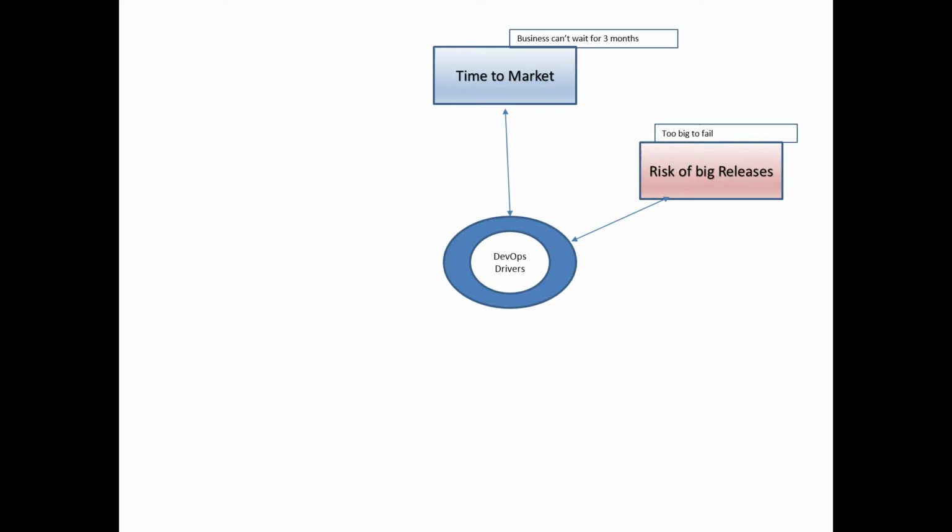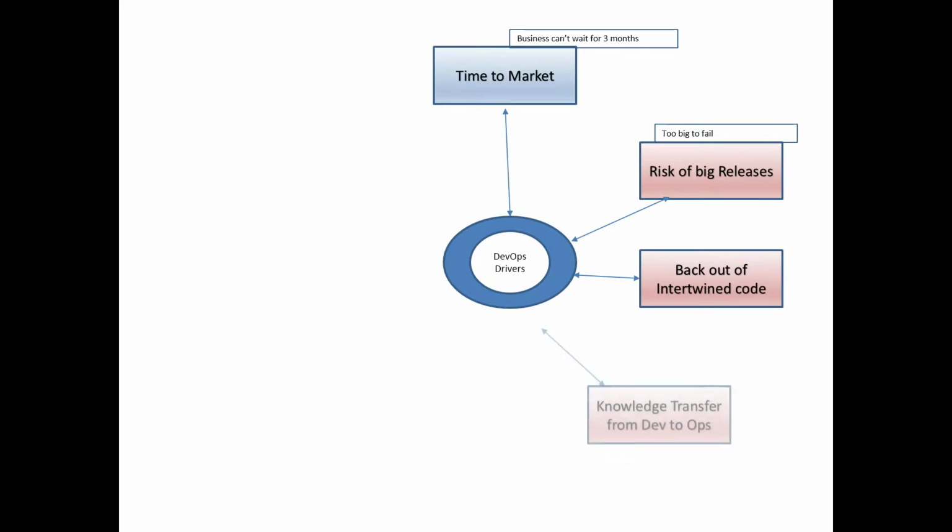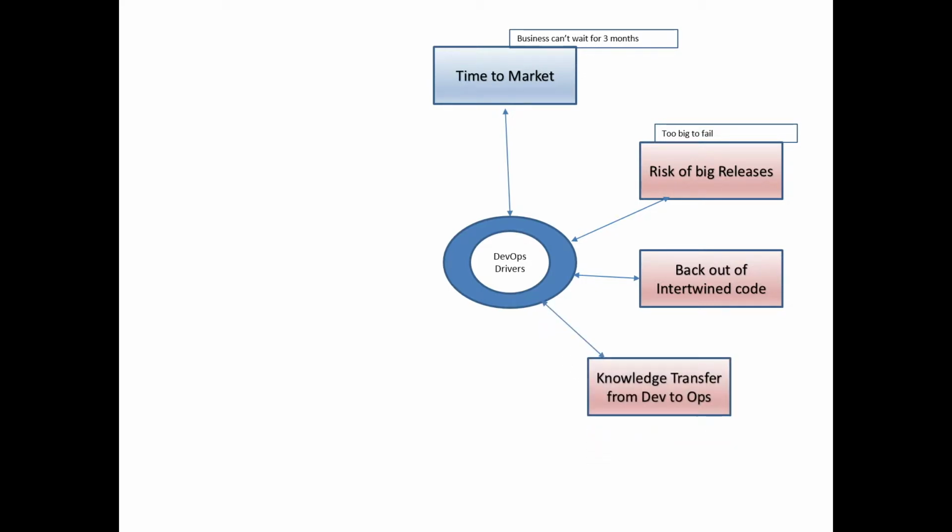The risk of big releases. When there are big releases, you put them in production, and these are intertwined code, intertwined files, and if something goes wrong, you have to back out. It's too difficult to back out. You can't back out one piece from there, so it's too big to fail. Of course, backing out of intertwined code, almost the same thing.